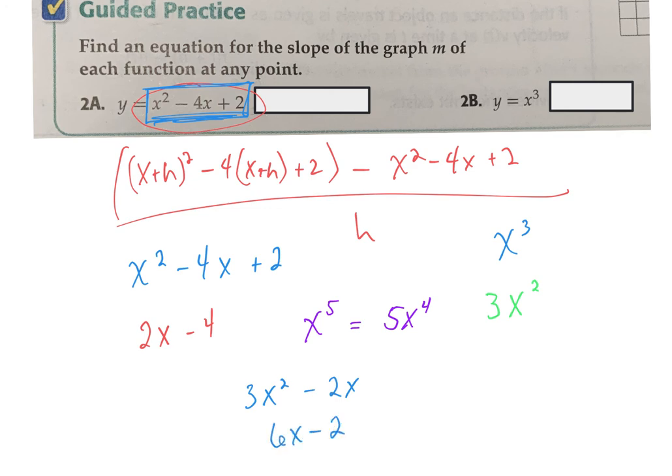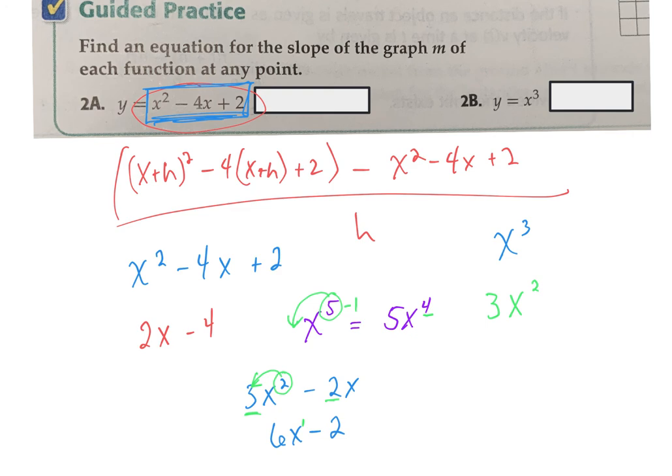Any pattern there? Multiply the exponent by the coefficient and then subtract 1 from the exponent. There we go. So I multiply this guy over and I subtract 1 from him to get my new exponent. Okay? That is the pattern. And so if you were to do this for any function, that's the pattern you're going to see. All right? And it will give you the slope of the tangent line of that function, and it will give you the instantaneous rate of change for that function.